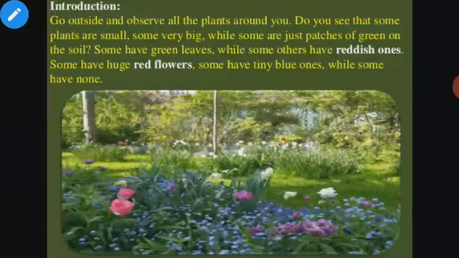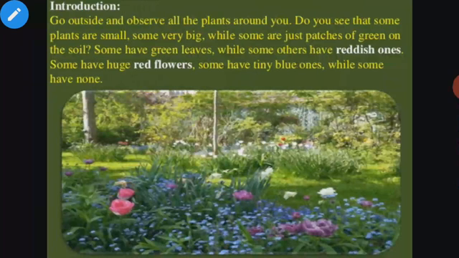As you know, our life depends on plants. Without plants, we cannot get food and oxygen to breathe. So both humans and animals depend on plants. We see a lot of plants around us. They are of different colors, different sizes, and different shapes.